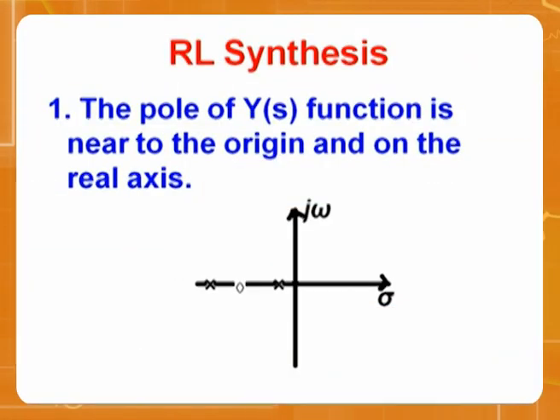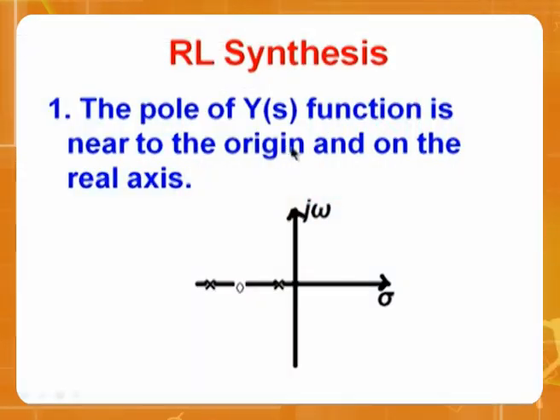Now having done RC, let me take you to RL. RL means all these components should have only R and L. No other component should come. The pole of Y of s function nearest to the origin and on the real axis. Please remember, the pole is nearest to the origin. But of what? Pole of Y of s.